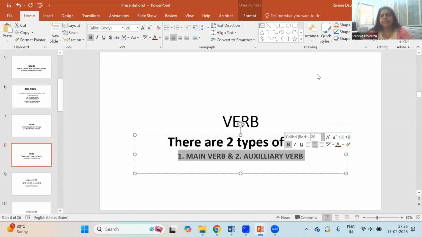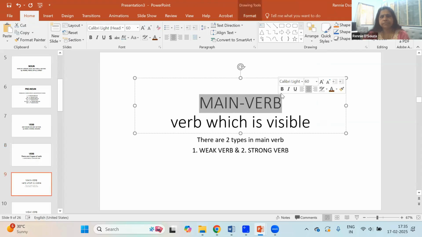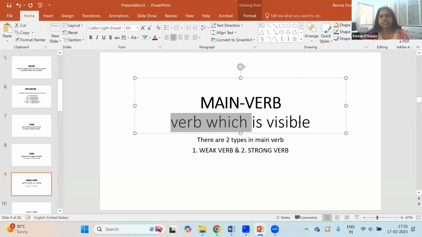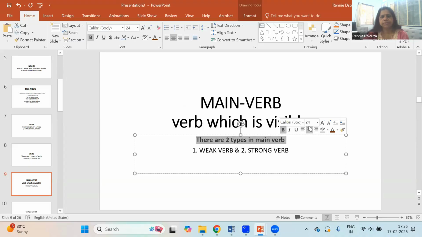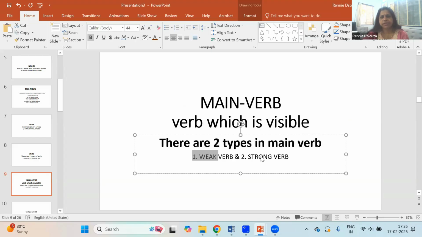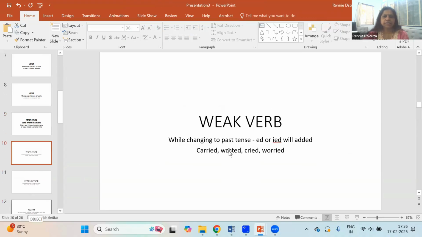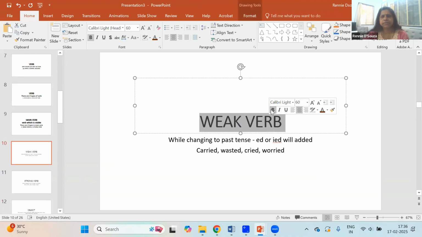As we know, verb is any work, any action, right? Main verb is any action which is visible, any work which is visible, because there are two types now, main verb and auxiliary, but auxiliary verb is not visible. So main verb is visible, we can see that work. And again in main verb there are two types, that is weak verb and strong verb.